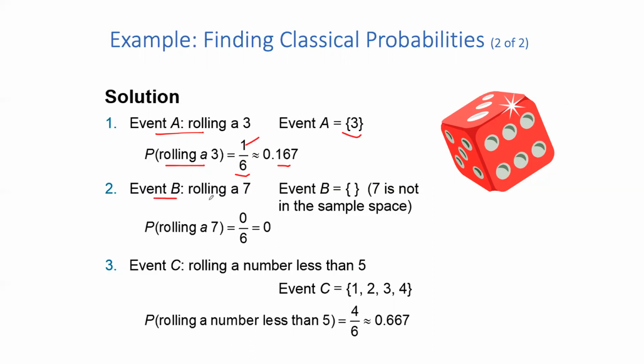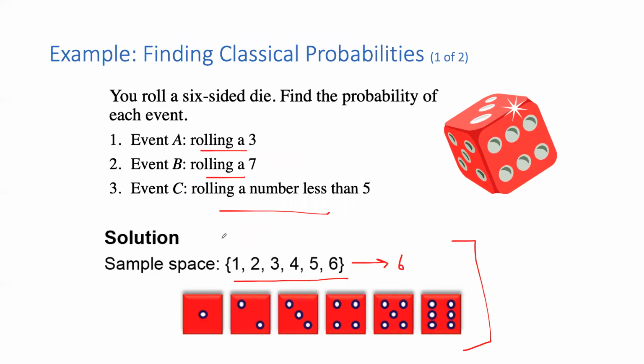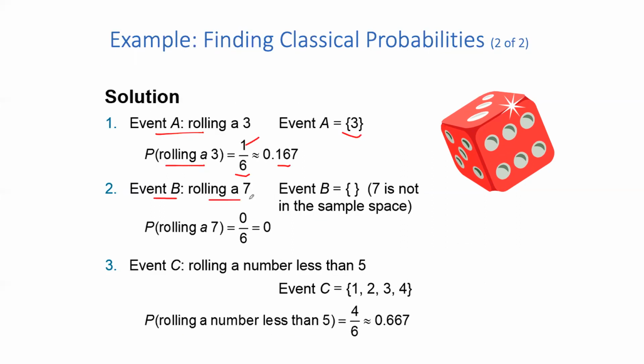Consider the event B, rolling a 7. How many different outcomes in the sample space satisfy the conditions of this event? If I roll a six-sided die, there's never going to be a chance that I'm going to roll a 7, right? So there's not a single outcome in the sample space which satisfies the conditions of this event, because 7 is not in the sample space. 7 is not in the realm of possible outcomes for this probability experiment. So for event B, this is an empty set, right? There's no outcome in the sample space which satisfies the conditions of the event.